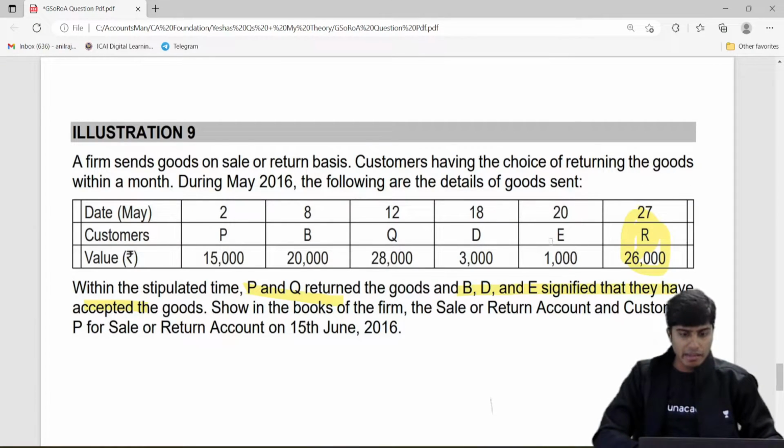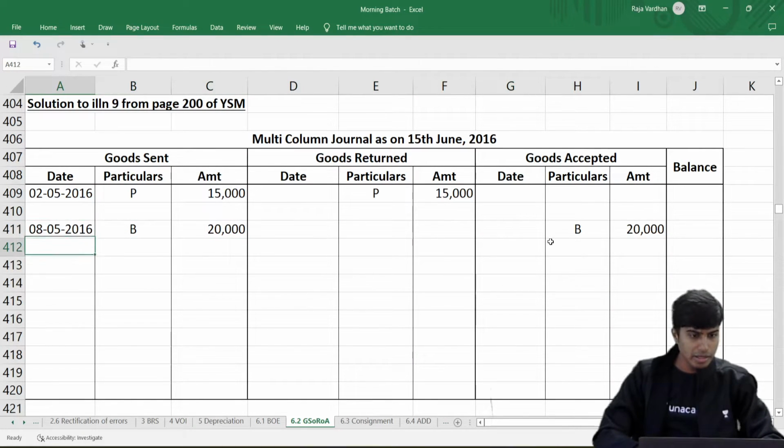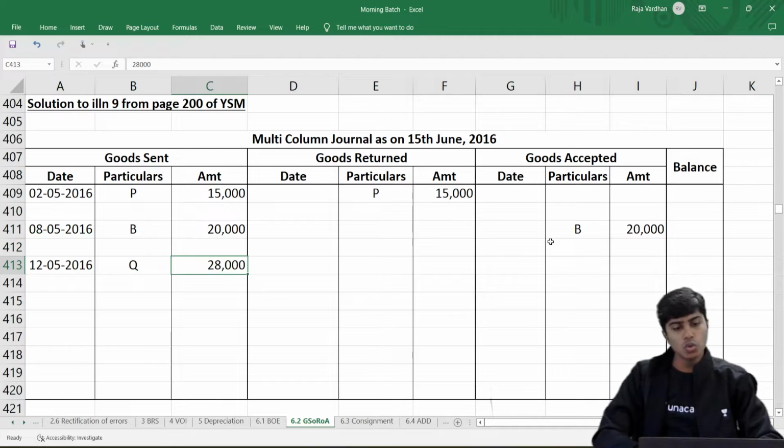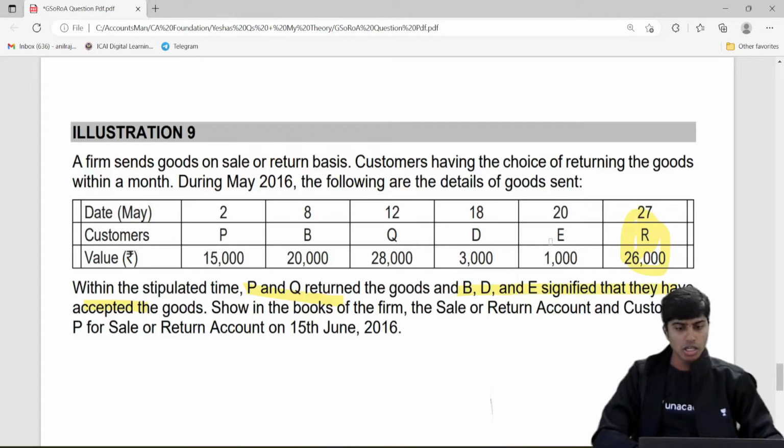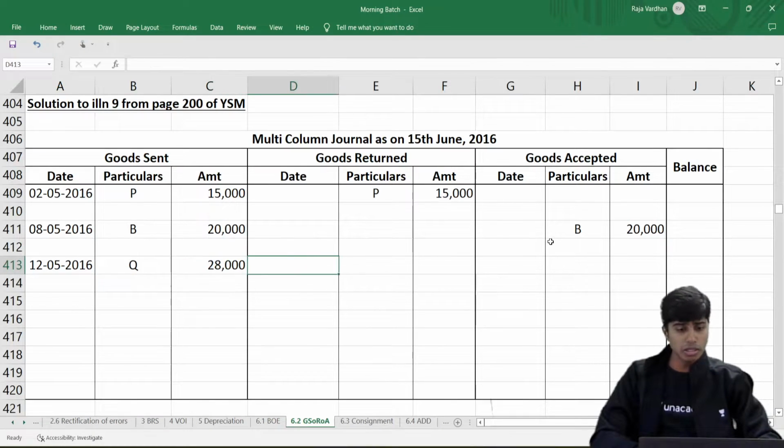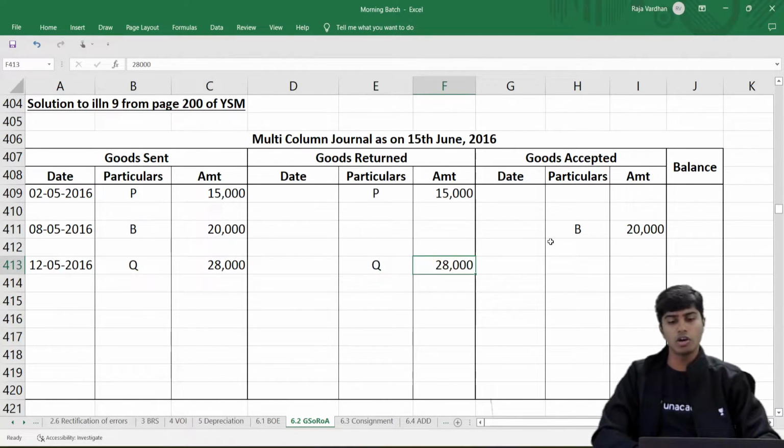Then we have Q, who received the goods for 28,000 on 12th May. I'll write 12th May, Q received 28,000. Q has returned the goods, but we don't know the date. We'll write in the return column Q 28,000.